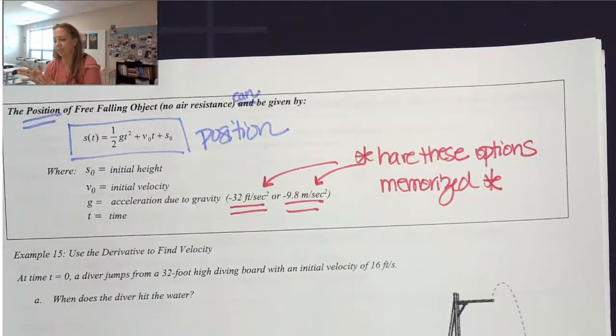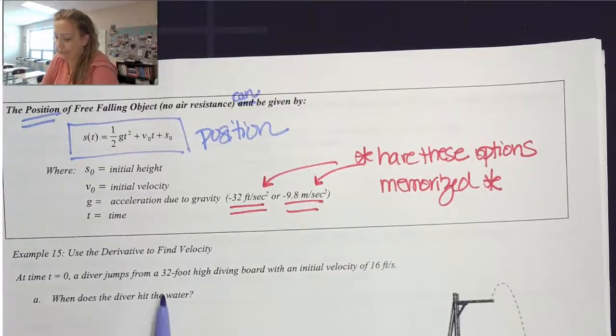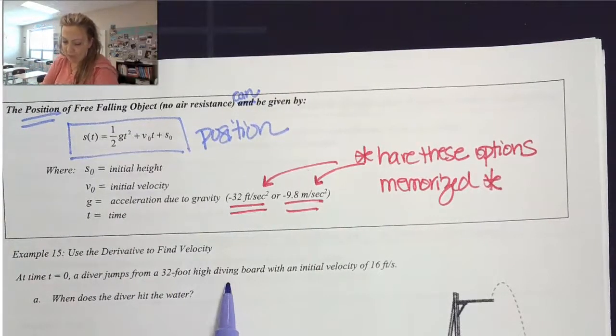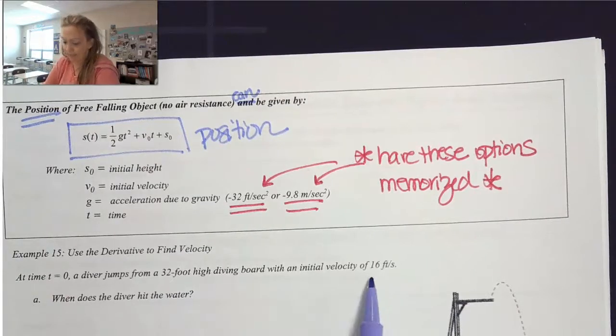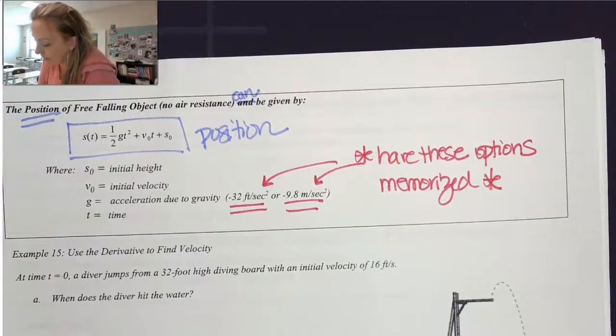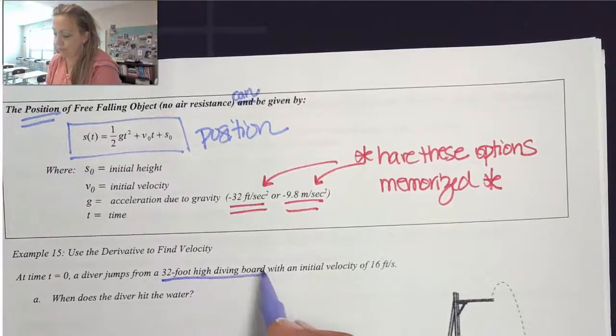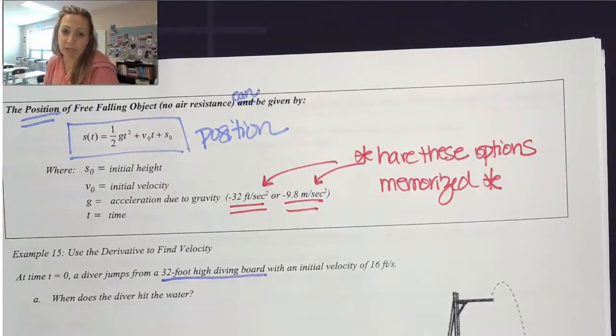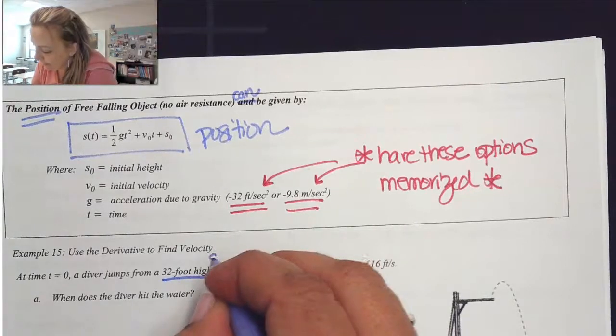So let's use our derivative to find the velocity. This says that at time t equals 0, a diver jumps from a 32-foot high diving board with an initial velocity of 16 feet per second. When does the diver hit the water? Well, let's see what we have here. This is a 32-foot high diving board. That must be where the diver starts. So that's going to be my s sub 0.